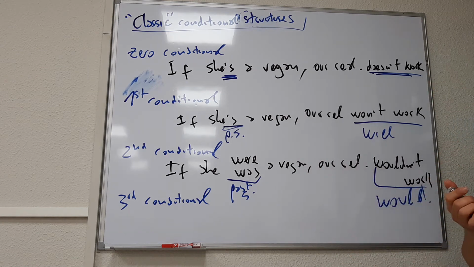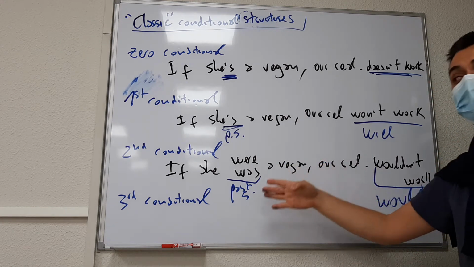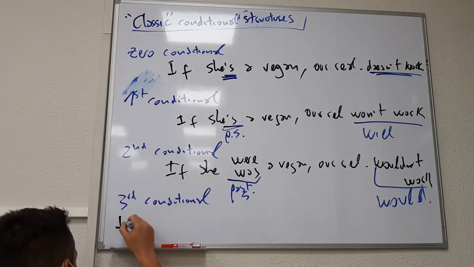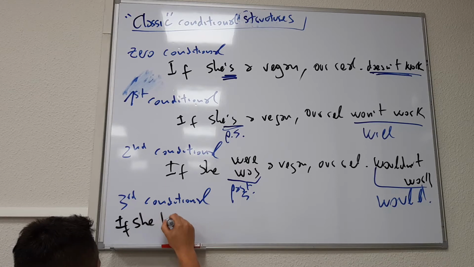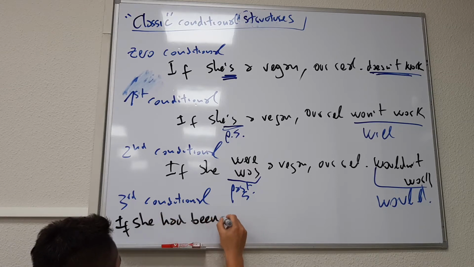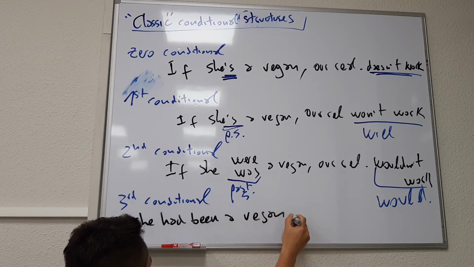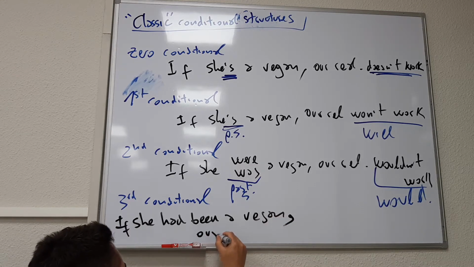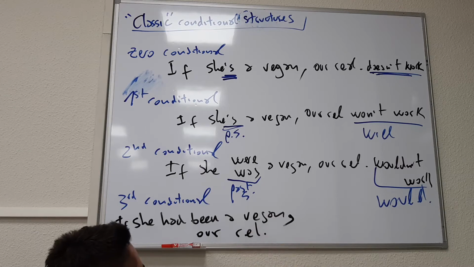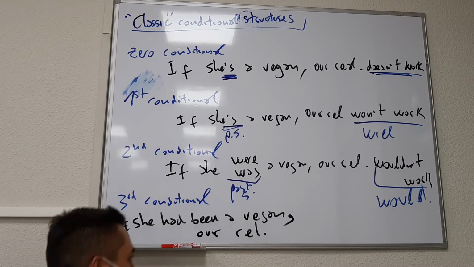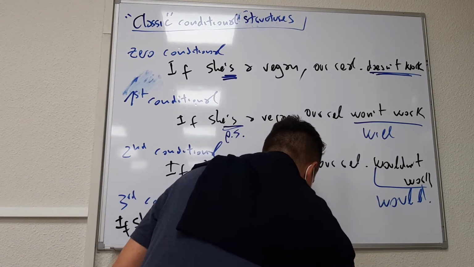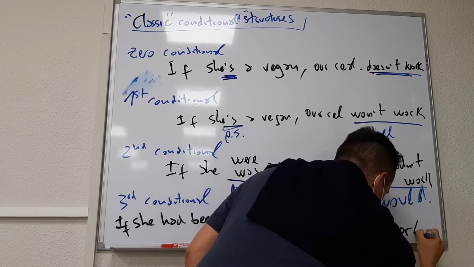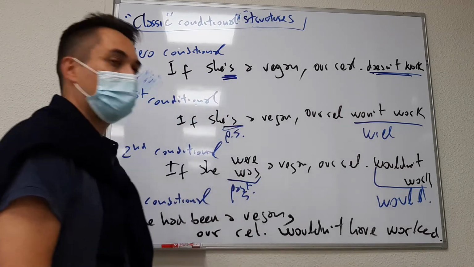Third conditional is a hypothetical situation in the past. Somebody give it to me. If she had been a vegan, hypothetical situation in the past, our relationship wouldn't have worked. This is what we already know.